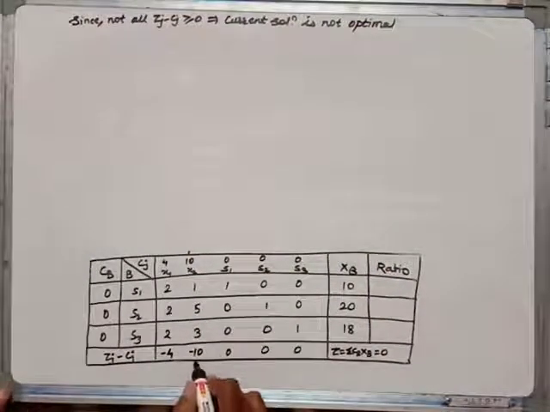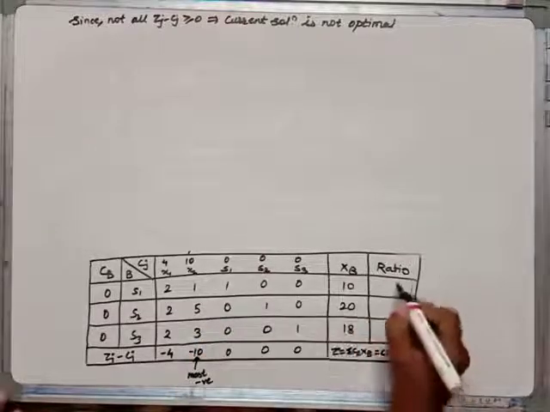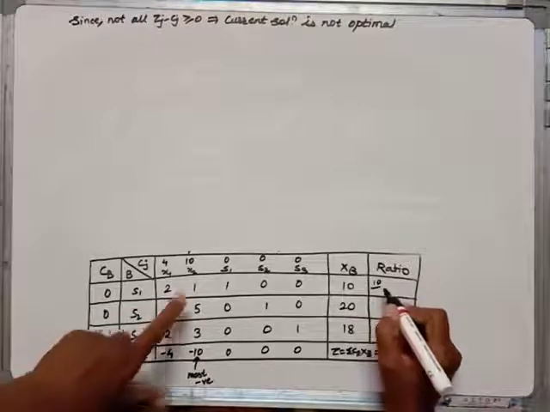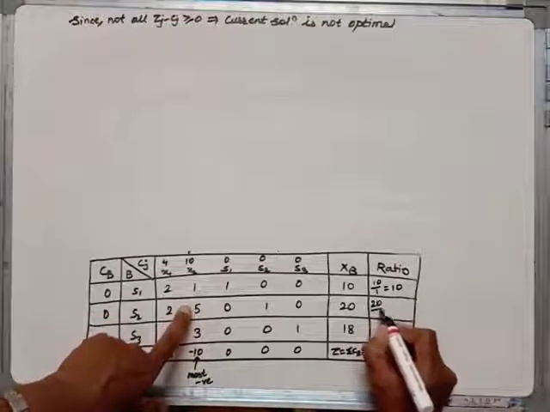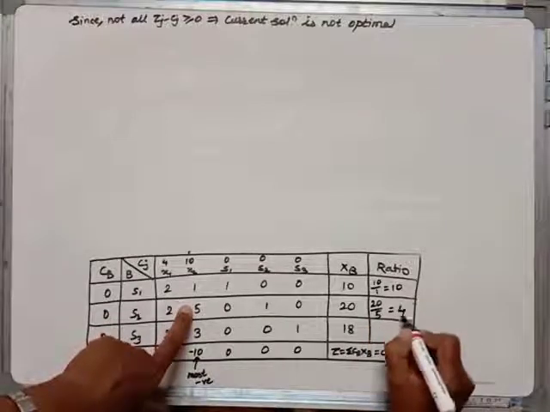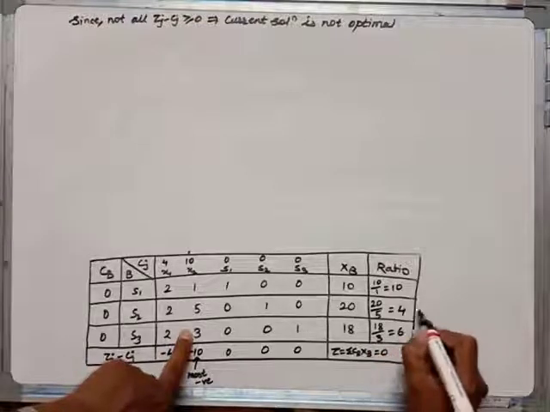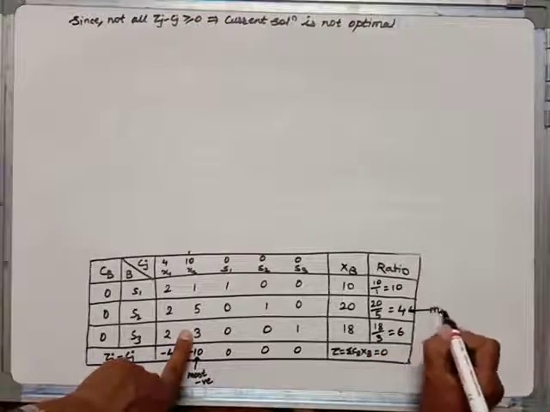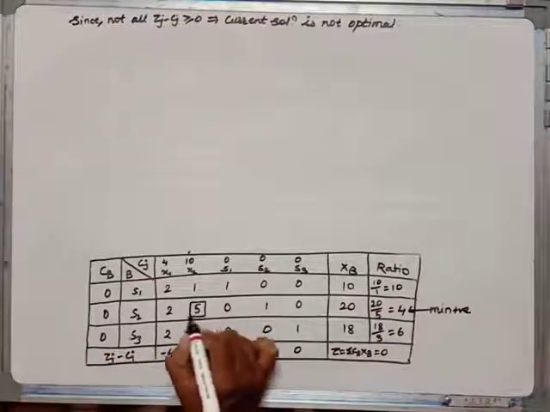Now clearly this minus 10 is most negative, as the problem is of maximization. We will see most negative. So this is our pivot column. Now let us determine pivot row. So 10 divided by this 1 will be 10. 20 by 5 will be 4 and 18 by 3 is equal to 6. So this is minimum positive, means this 5 is our pivot element.